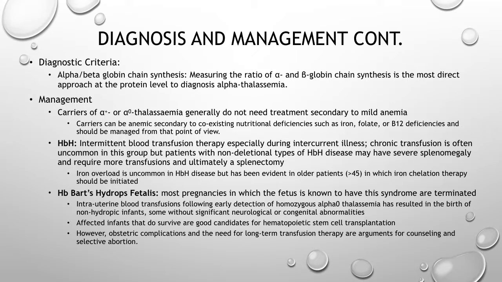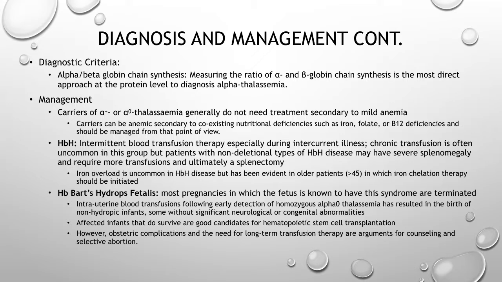chronic transfusion is often uncommon in this group, but patients with non-deletional types of HBH may have more severe splenomegaly and require more transfusions. In addition, iron overload is uncommon in HBH disease, but it has been seen in older patients greater than 45, in which iron chelation therapy should be initiated. And this iron overload is seen when there are transfusions of 20 to 25 units of blood.